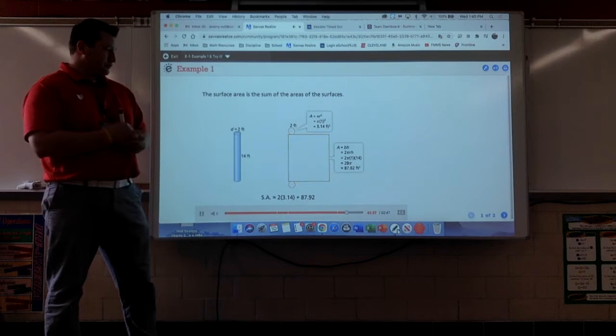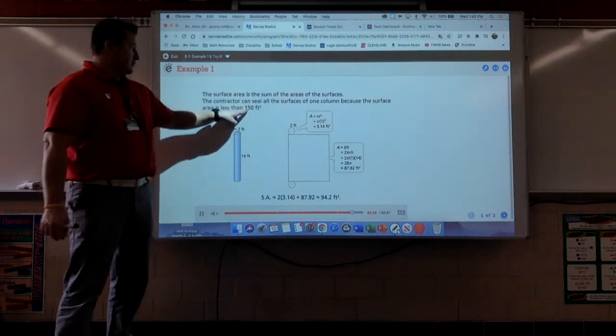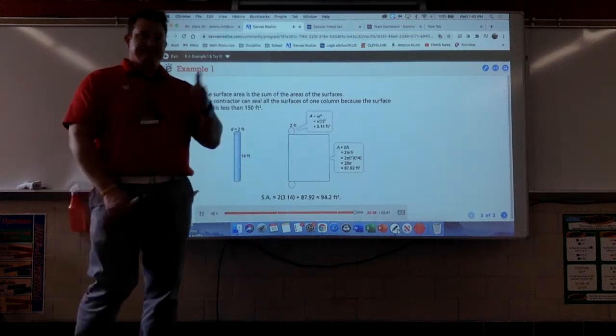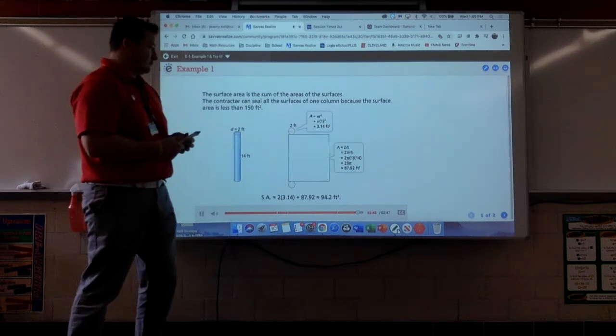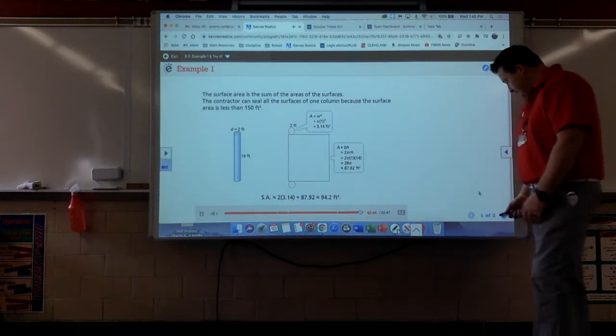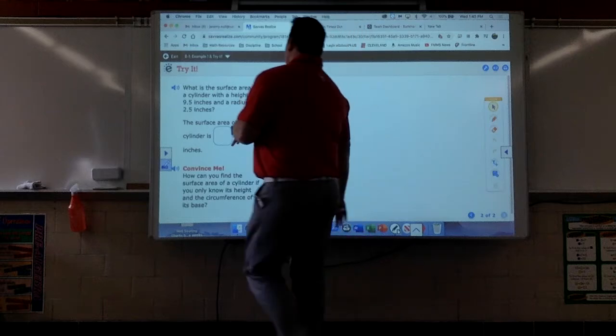The surface area is about 94.2 square feet. There you go. The contractor has enough sealant to cover 150 square feet. Does he have enough sealant? So he can seal all the surfaces of one column. You betcha. And that's how you can use the areas of two-dimensional shapes to find the surface area of a three-dimensional cylinder. Beautiful. Okay, so now it's our turn.